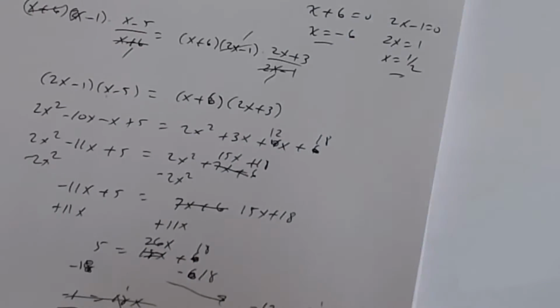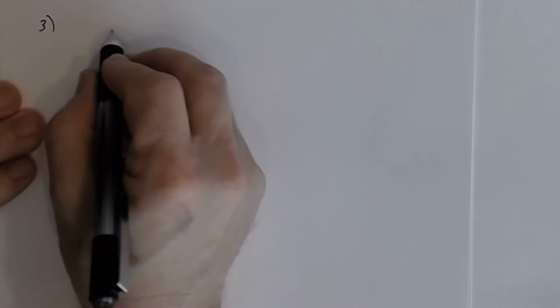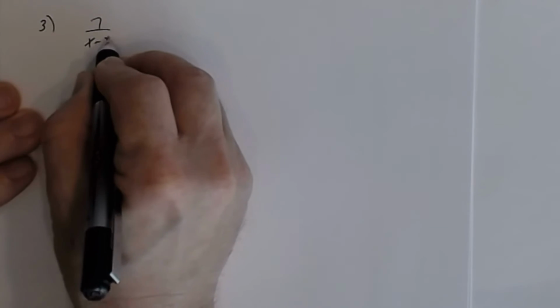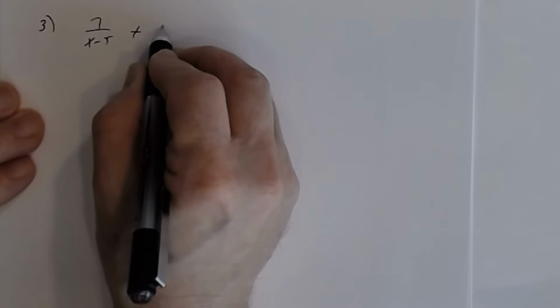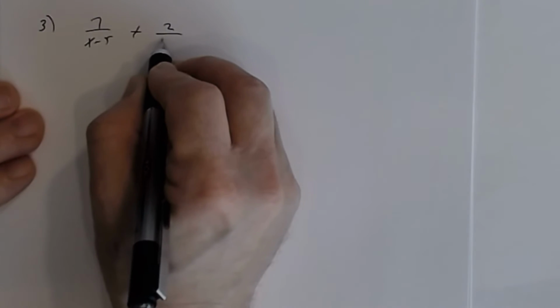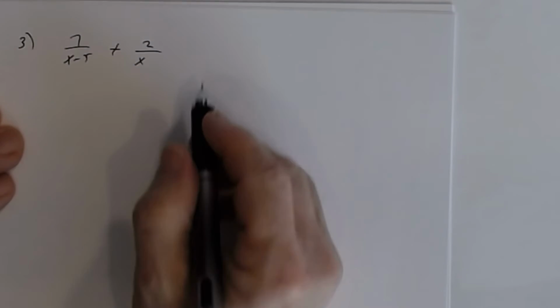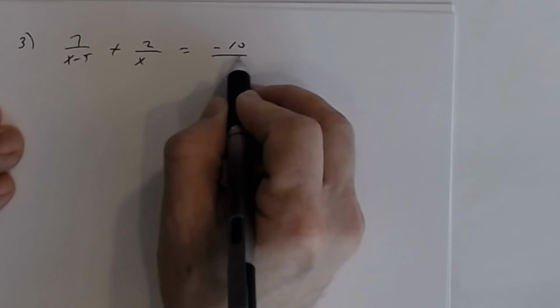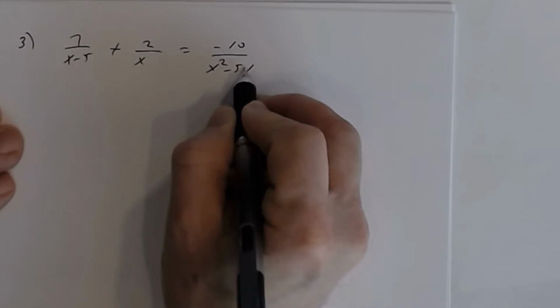All right. Now let's look at one more. So this is going to be number 3. Let's suppose we had 7 divided by x minus 5 plus 2 divided by x equal negative 10 divided by x squared minus 5x.